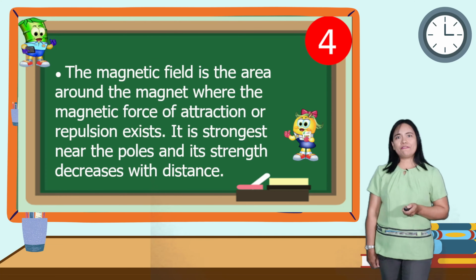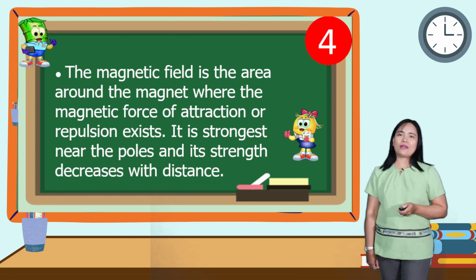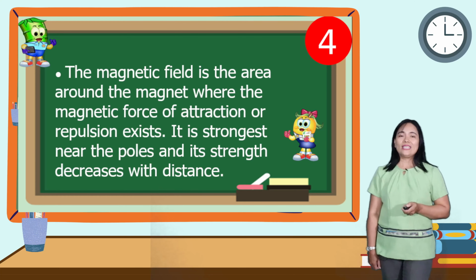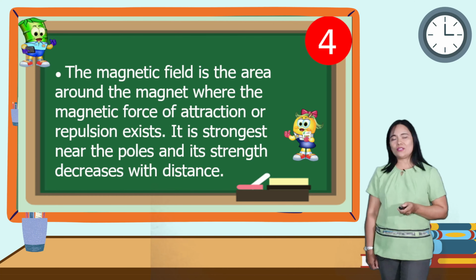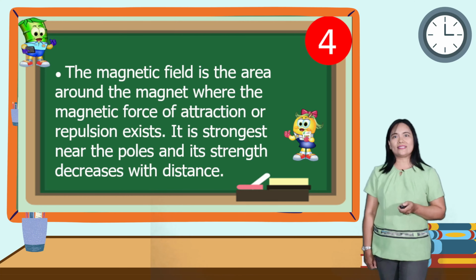The magnetic field is the area around the magnet where the magnetic force of attraction or repulsion exists. It is strongest near the poles and its strength decreases with distance.